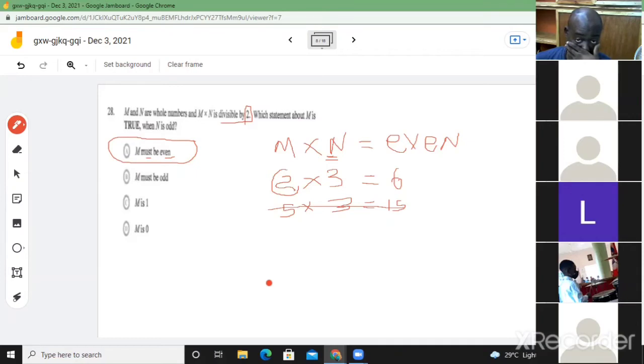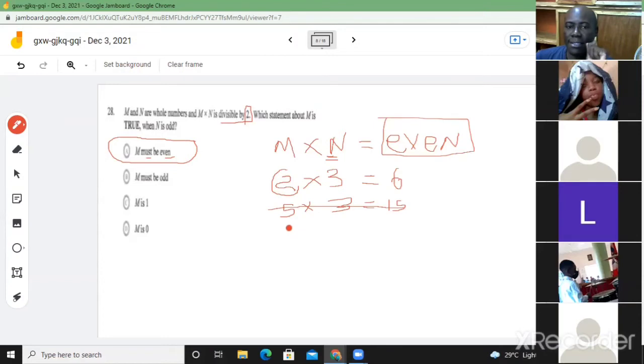Sir, odd times odd would equal an odd number. Yes, the odd times the odd will give you the odd number. That's why we are agreeing that M must be even. Because M times an odd number, they need an even number for the answer. So in order for that to happen, the M number must be an even number, because as you said, Mighty, if M is odd and then N is already odd, we will get an odd number. So what is the conclusion? M must be even such that this will work. Everybody agree with that? Yes, sir.